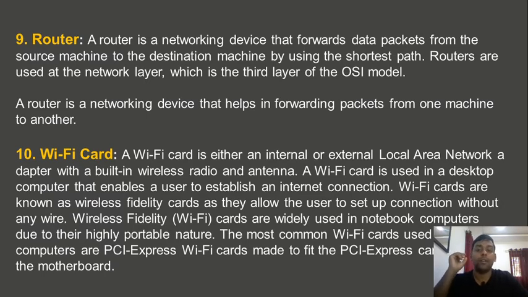Then we have the router. A router is a device that forwards data packets from the source machine to the destination machine by using the shortest path. Routers are used at the network layer, which is the third layer of OSI. A router is a network device that helps in forwarding packets from one machine to another. That means a router is simply a device that gives the route from one point to another. A router works on the network layer of OSI, that's the third layer.